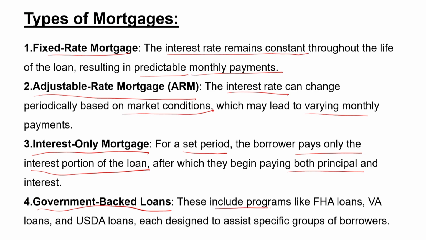Then there is government backed loan. So this includes various types of programs of the government, such as FHA loan, VA loan and USDA loan, which are designed to assist a specific group of borrowers such as the lower and middle income group of the citizens of the nation for providing them housing and other type of facilities.